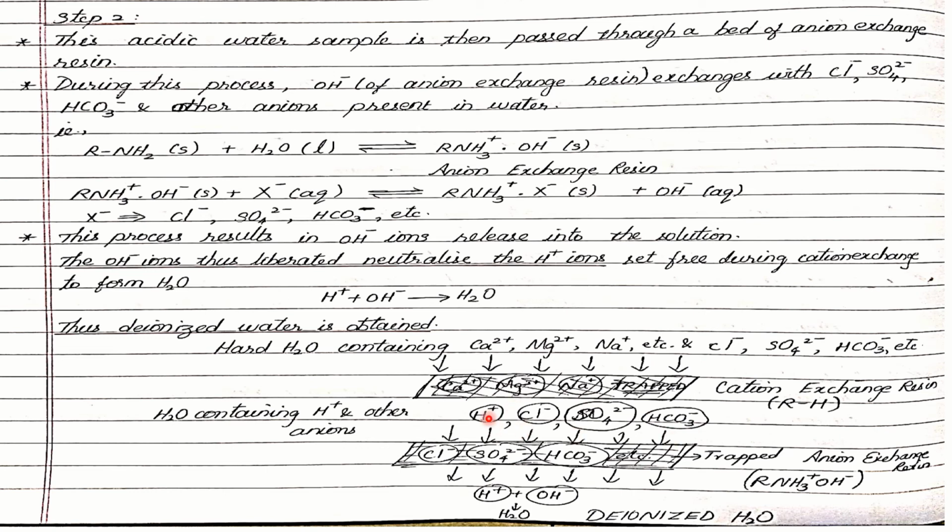Now when this passes through an anion exchange resin, the anion exchange resin exchanges its OH- ions with the anions that were present in the hard water that passed through it. It traps the anions in the bed. So the resulting water consists of OH- and H+ cations, and they both react to form H2O. This is how deionized water is obtained.